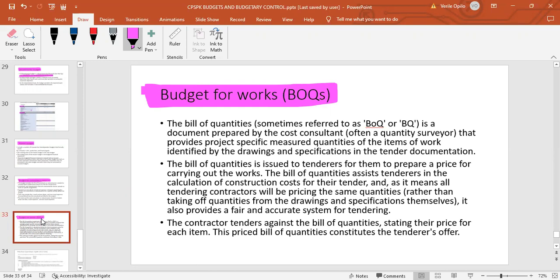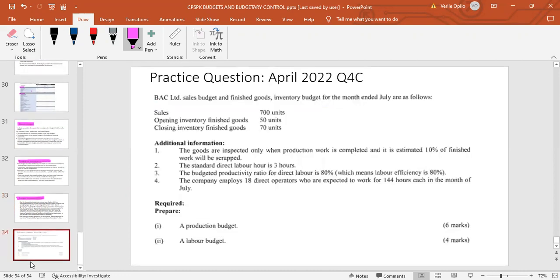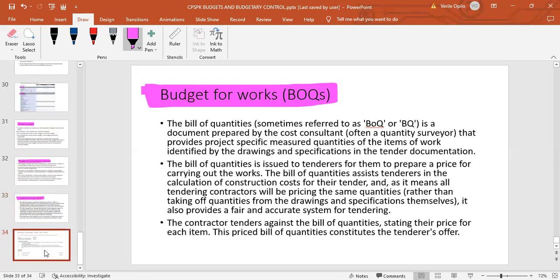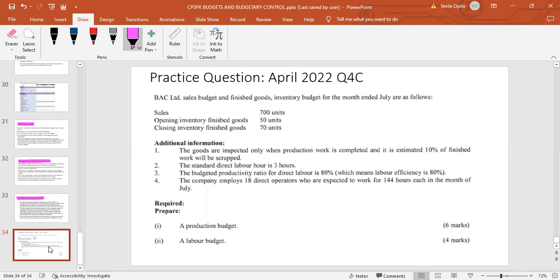And I have a question that I want you to try out. This is a question that was tested in April 2022, question number 4C. And this one requires us to prepare a production budget and a labor budget. So I want you to try this one out. We are going to look at it in the next class as we do revision for the questions that I gave out in the mock.